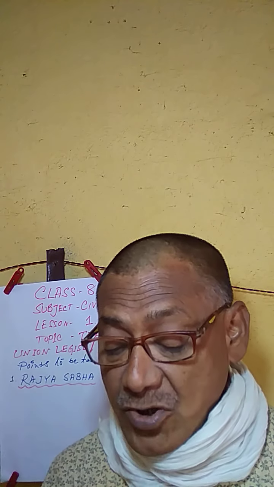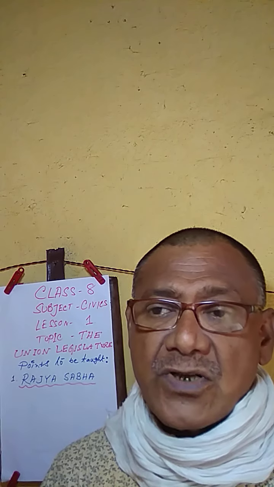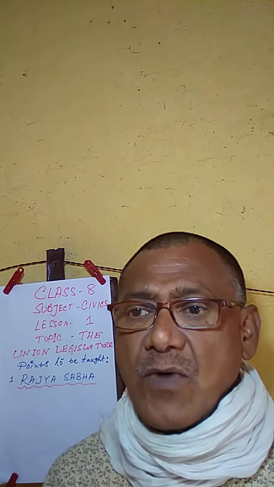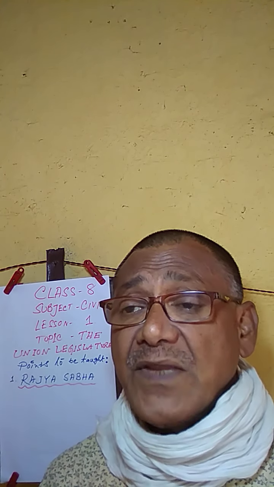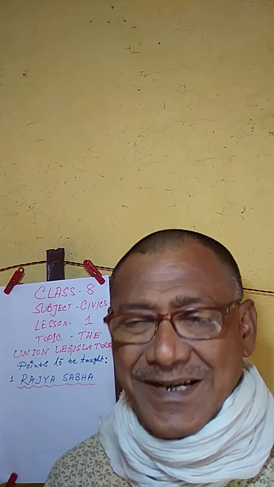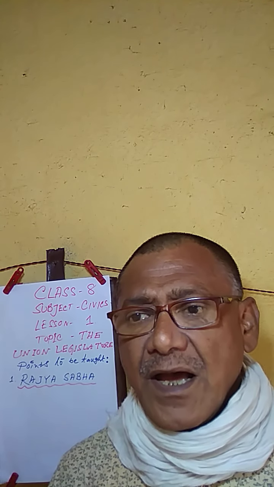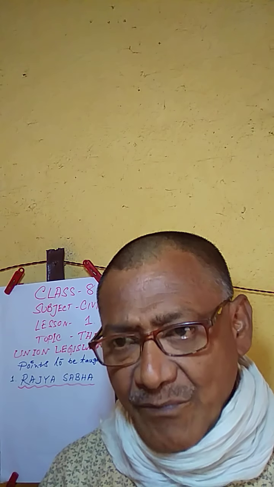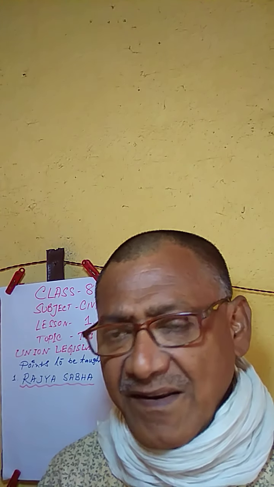Another name also Rajya Sabha is there. What is the name of it? Council of States. Rajya Sabha also is known as Council of States because the members of the Rajya Sabha represent their respective states or the union territories from where they are elected. As I taught you earlier, the members of the Rajya Sabha can become members in two ways, by being elected or by being nominated by the President of India.